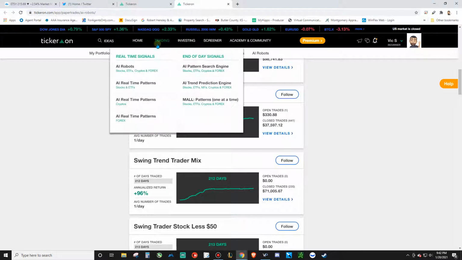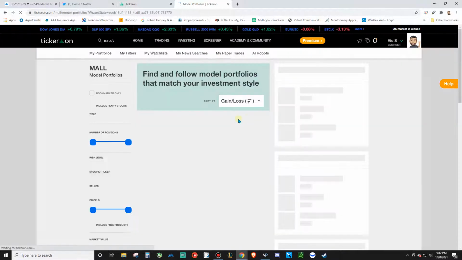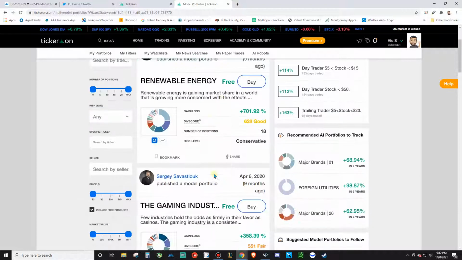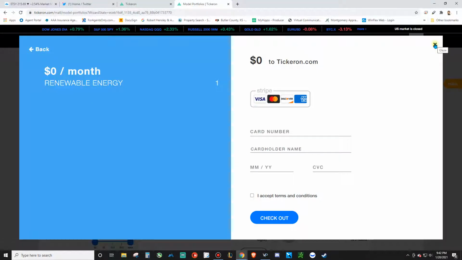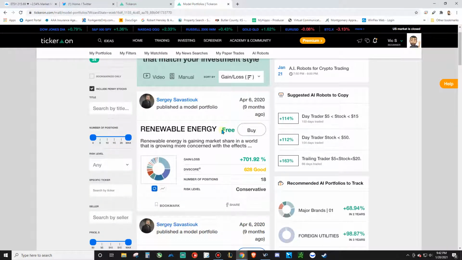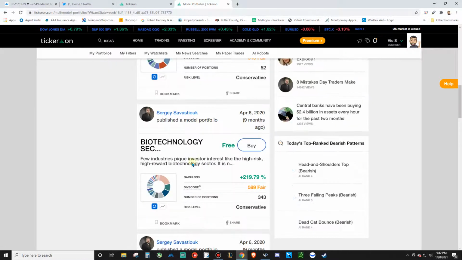There's actually some investing. So you can get an AI portfolio. You can follow along with somebody else's portfolio. So if you got someone who has a pretty decent win, you can just basically go, hey, look, I want a piece of this portfolio. This one's free, so I don't know why they even make you put a credit card in. It's probably a scam, but apparently it's free. And the gaming industry, metals, so the Sergey guy has got a lot of portfolios put together.